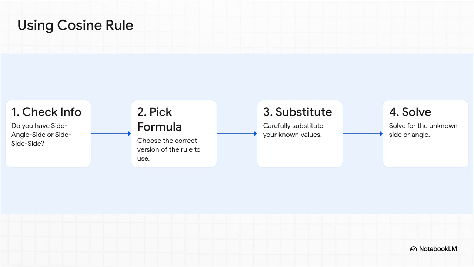First things first, you look at what you've got. Do you have two sides and the angle between them? Or do you have all three sides? That tells you which version of the rule you need to use. Then, and this is the important part, you just have to be really careful when you substitute your values into the formula. After that, you solve. It's all about being precise.